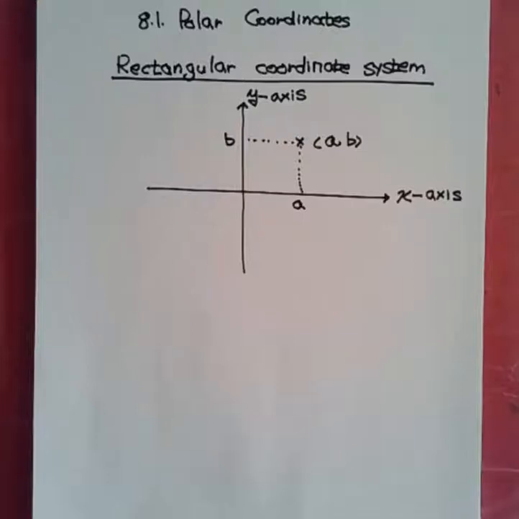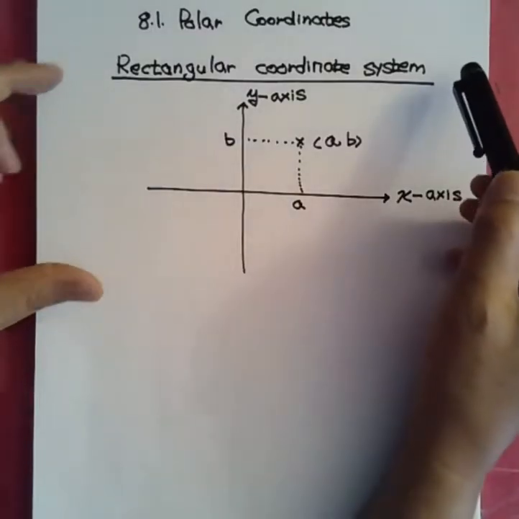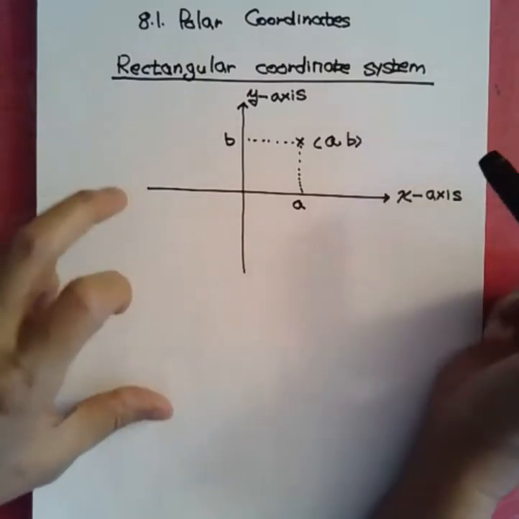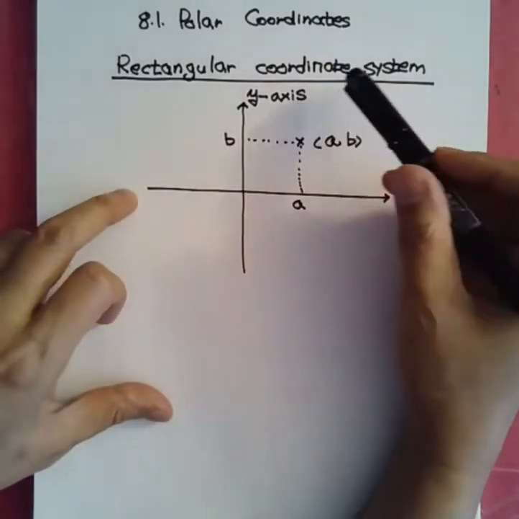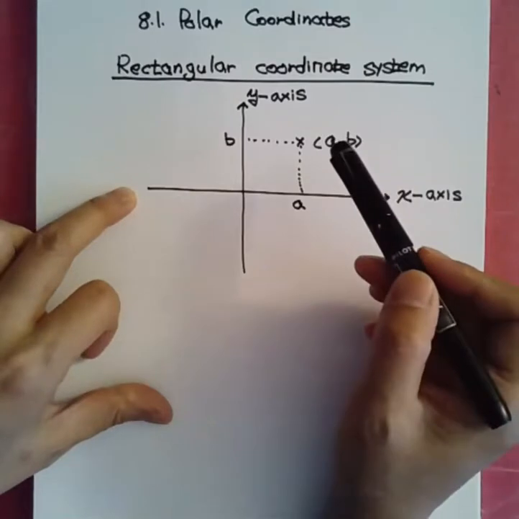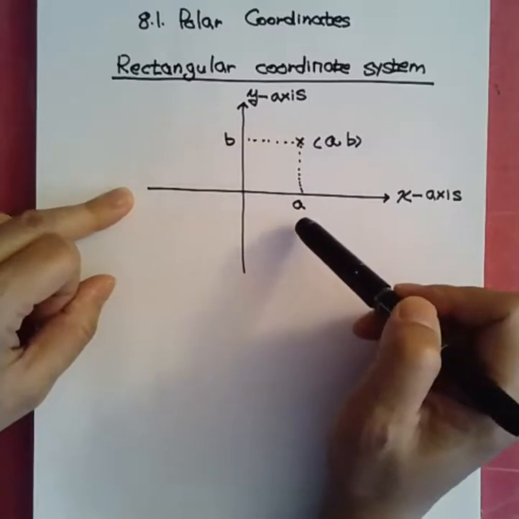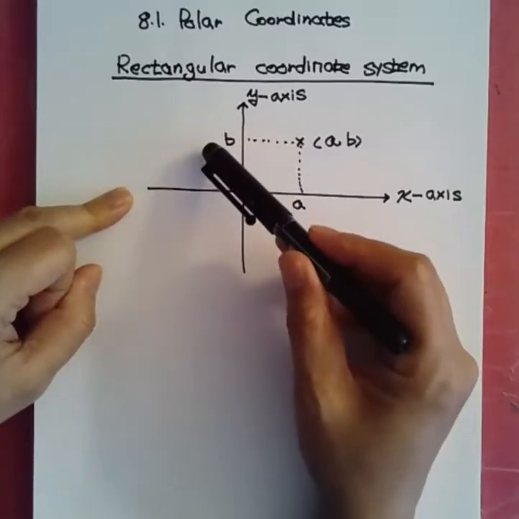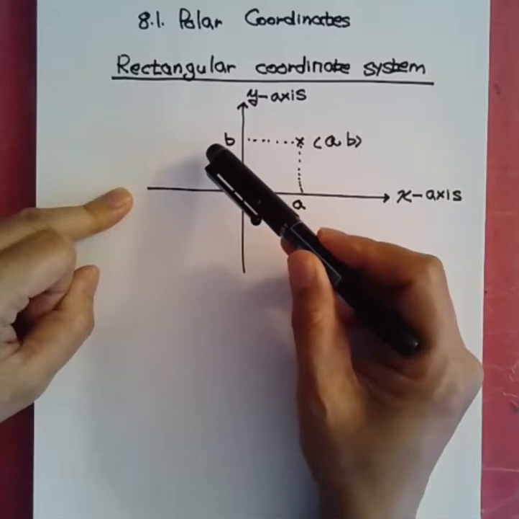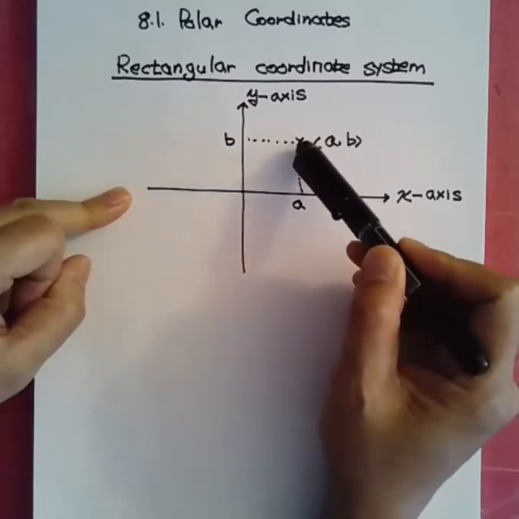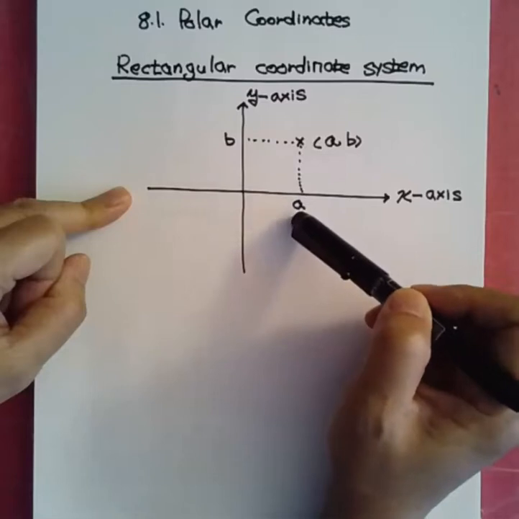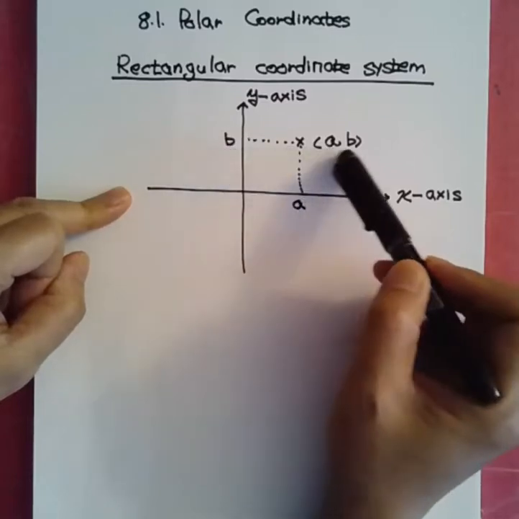In this section, we will learn about a new coordinate system, which is called polar coordinate system. We've been using rectangular coordinate system. The rectangular coordinate system consists of x and y axis. If we have a point on the plane, then that point can be uniquely represented by x coordinate and y coordinate. In this particular case, the x coordinate is A and the y coordinate is B.